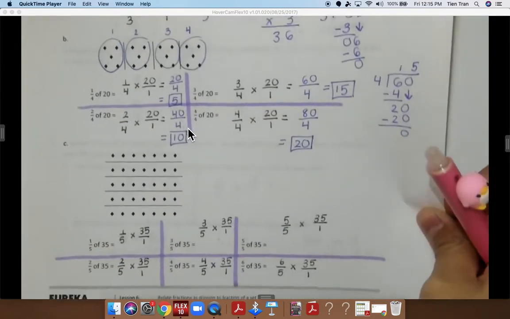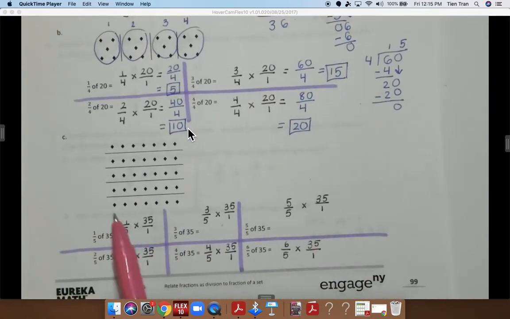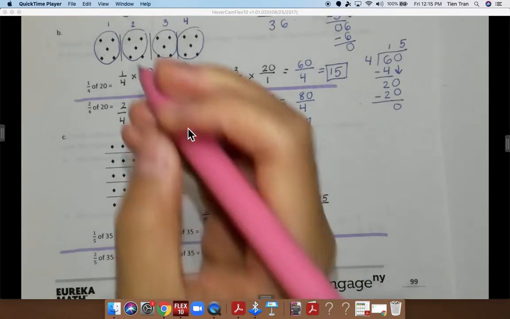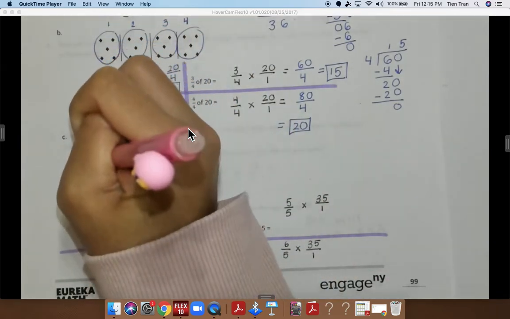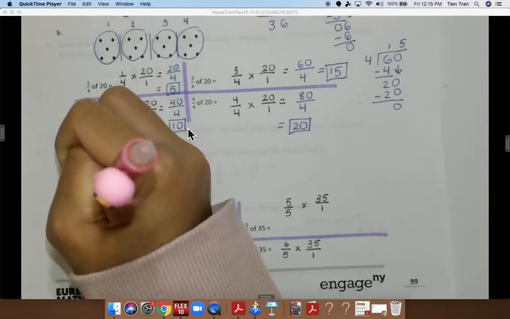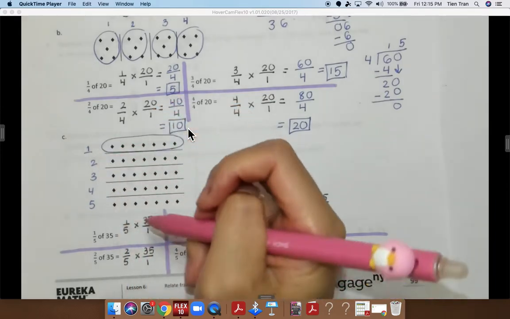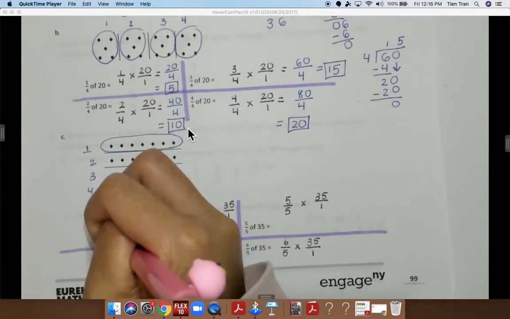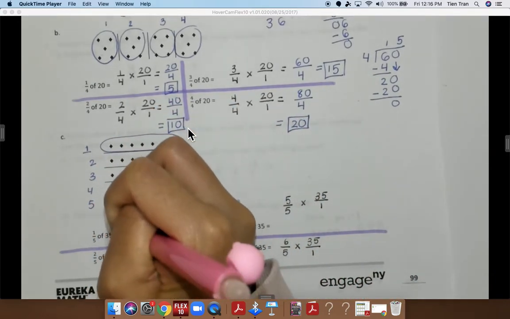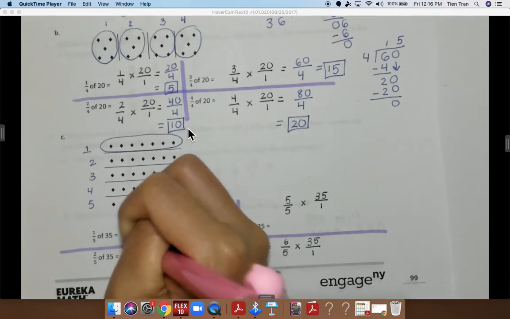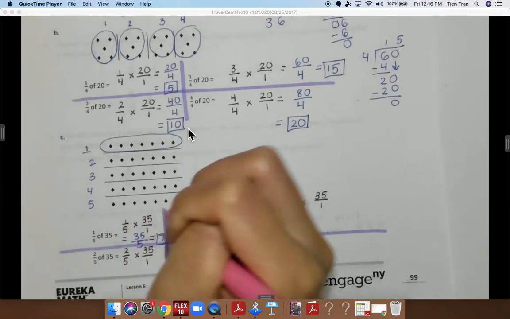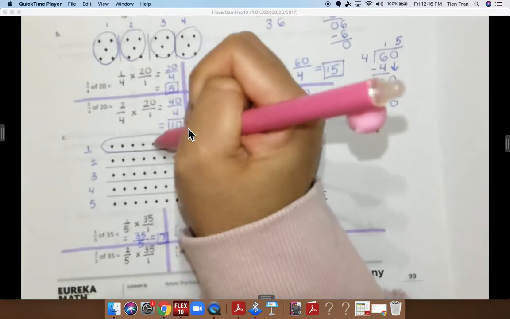Problem C. I have 1/5 of 35. So what they're asking you to do, notice this is 1, 2, 3, 4, 5. They're asking you to count this section right here. Okay, so I can do it two ways. I can divide 35, because 1 times 35 is 35, divided by 5 is equal to 7. Let's count. 1, 2, 3, 4, 5, 6, 7.